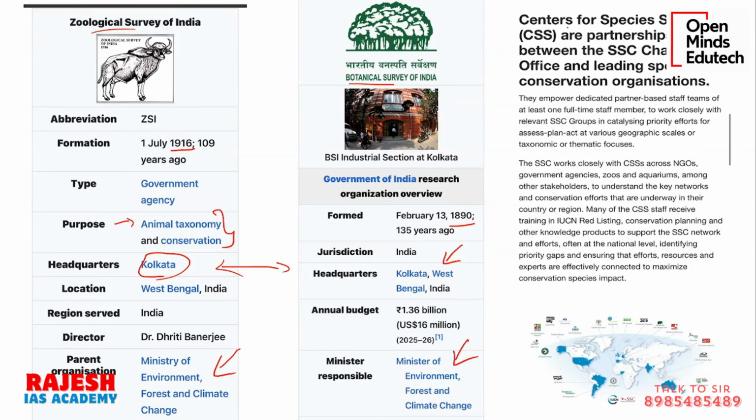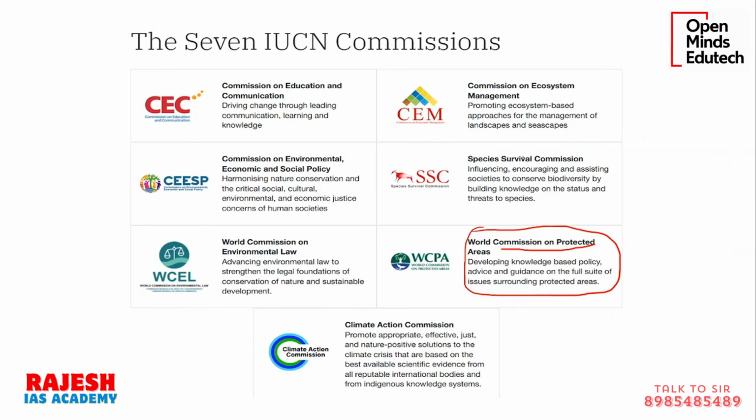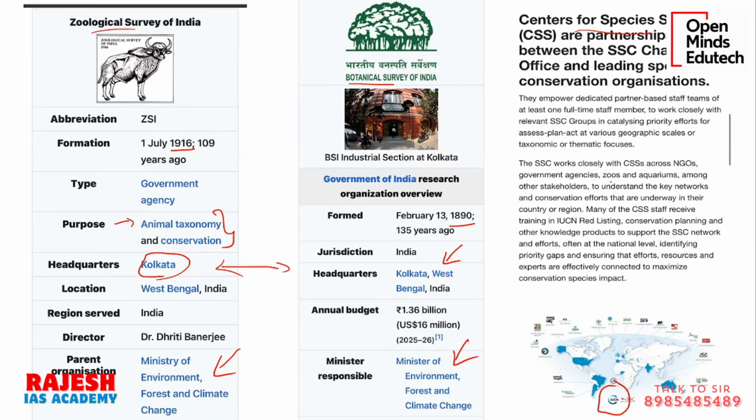Now, what is this Center for Species Survival? It is just an initiative of IUCN. We know there are multiple commissions under this IUCN. Under IUCN, there is something called Species Survival Commission. This is the one that prepares the red list we are talking about, that prepares the data for this red list book. Now, this Species Survival Commission is helping India to prepare its own red list book.